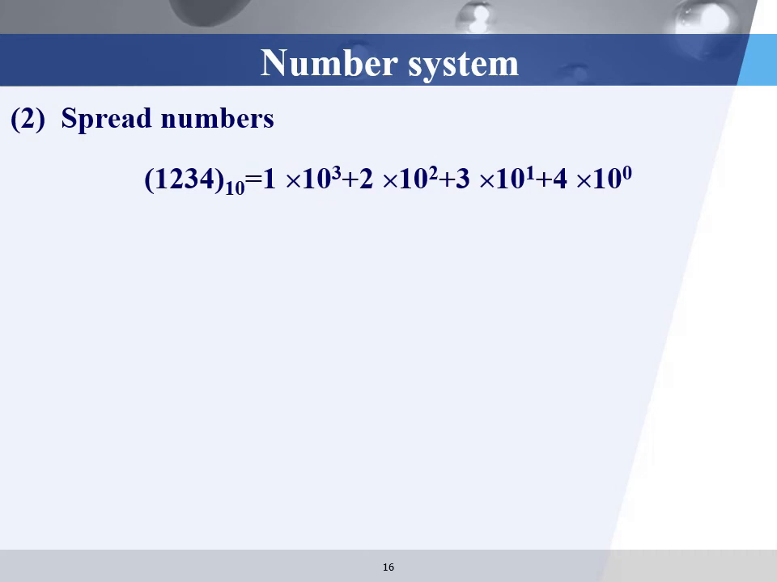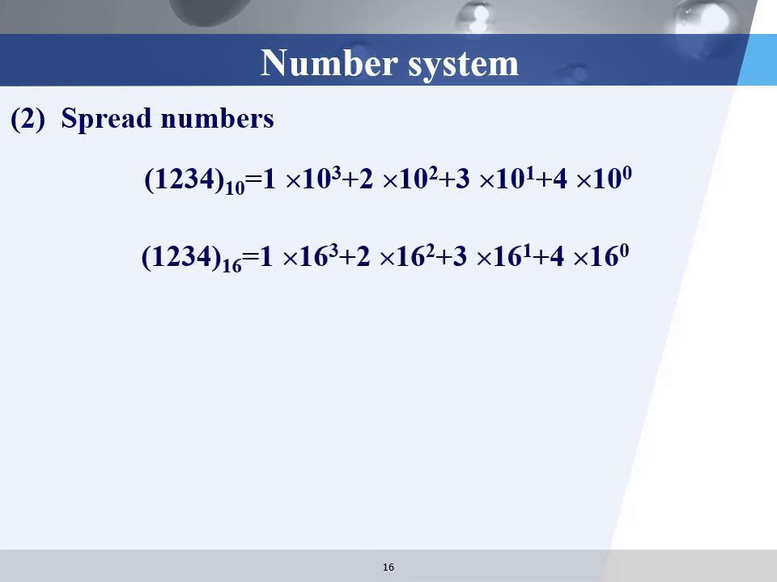So suppose we have 1, 2, 3, 4 in decimal. So the real value will be this one. If we have another number 1, 2, 3, 4 in hexadecimal, we can calculate the real value using the same approach, but the power will be different because the base of the number system is different. So what we need to do is just change the base.